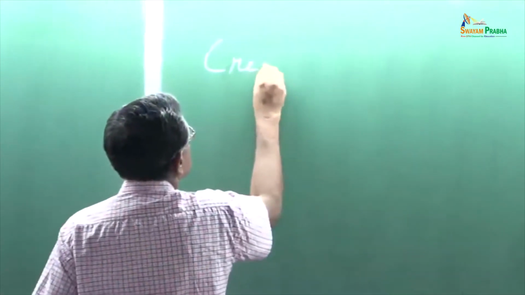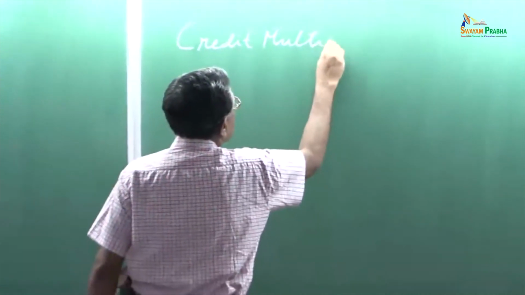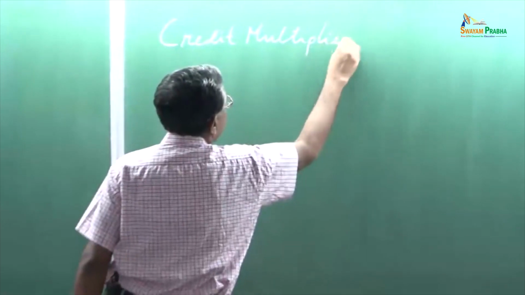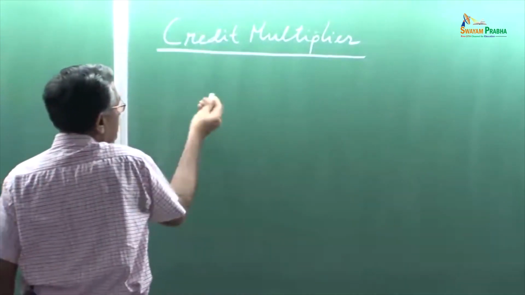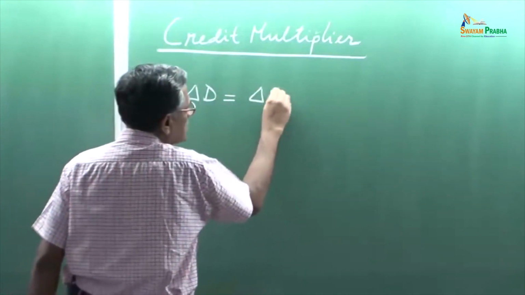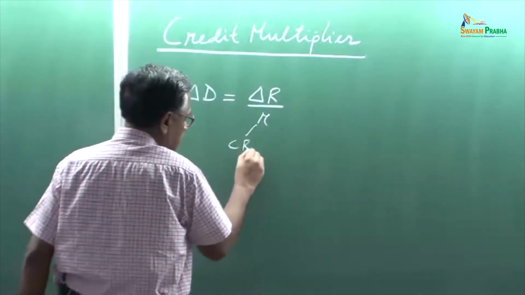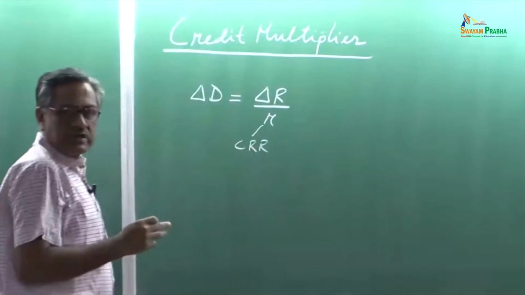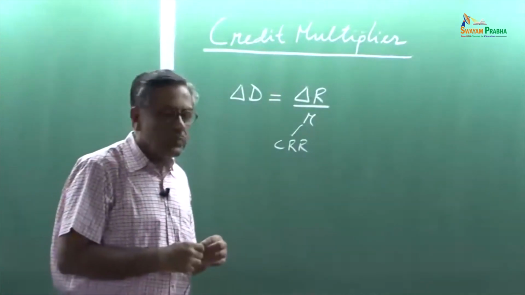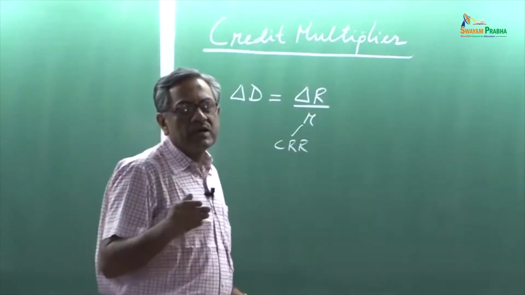Now, this credit multiplier, the algebraic part is simple. The total change in deposits is the initial change in reserves divided by R, where R is CRR. Now, in this formulation that we obtained that day, the multiplier is 1 over r, small r. We are assuming a number of things.